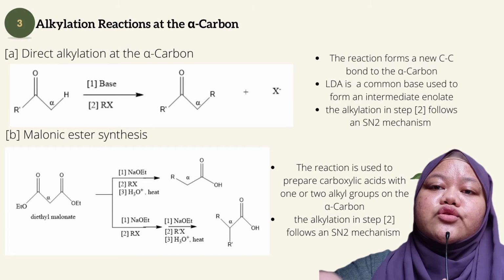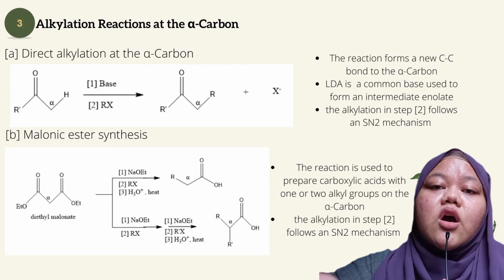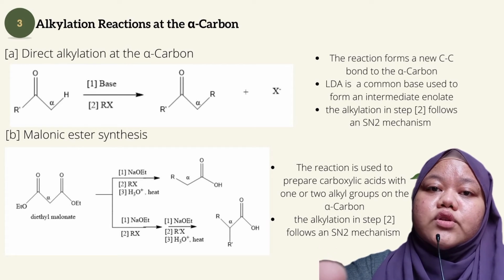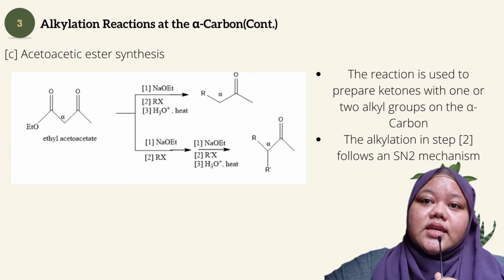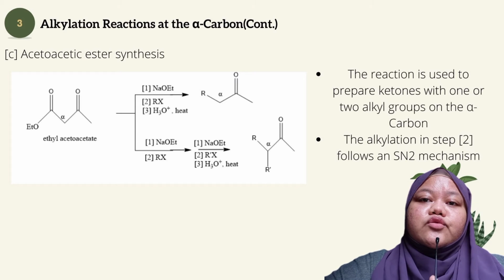The reaction is used to prepare carboxylic acids with one or two alkyl groups on the alpha carbon, and the alkylation in step 2 also follows an SN2 reaction. The third reaction in alkylation is the acetoacetic ester synthesis. The reaction is used to prepare ketones with one or two alkyl groups on the alpha carbon, and this alkylation also follows the SN2 mechanism.